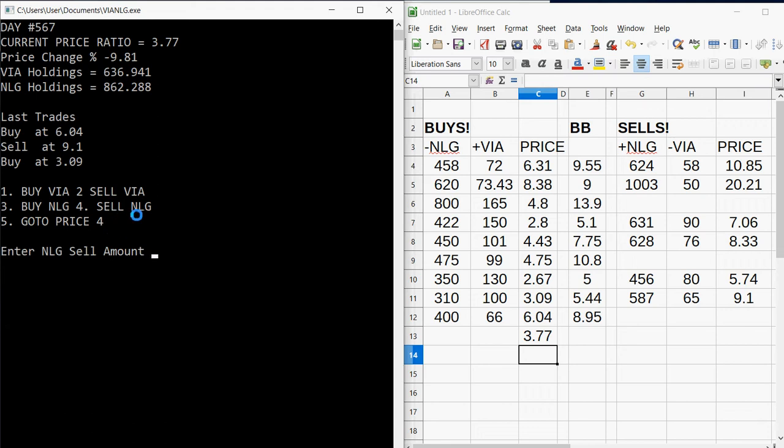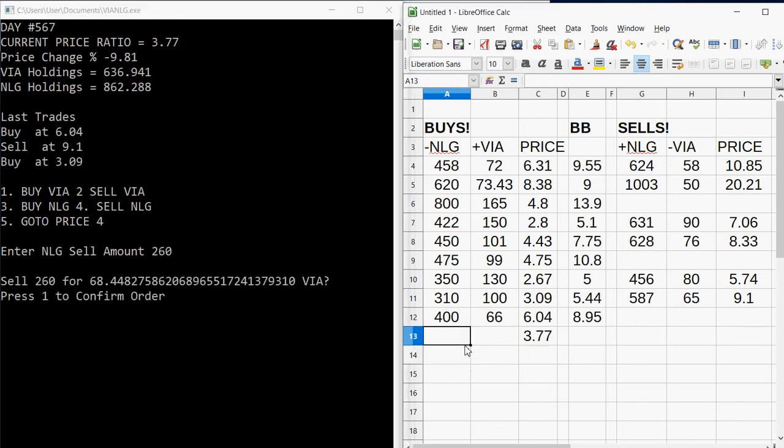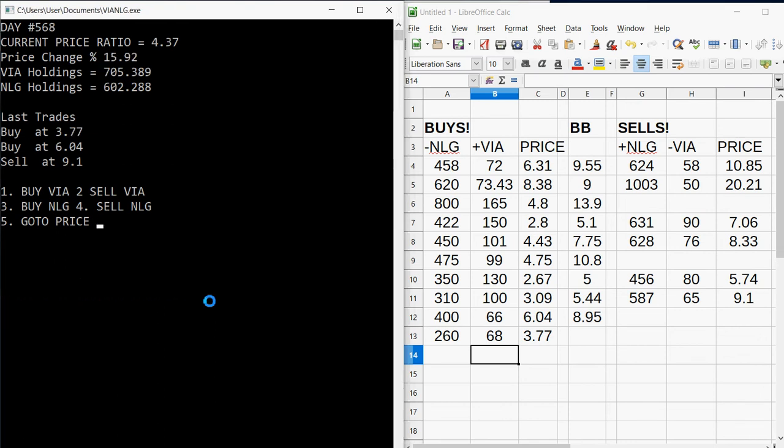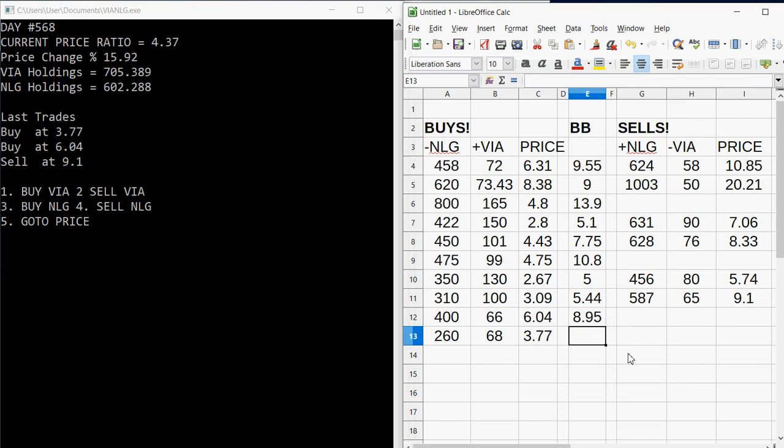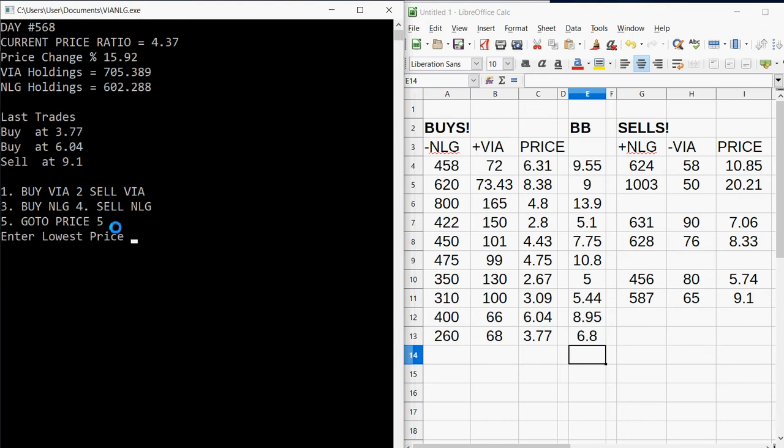So let's see how much we want to get rid of here. 862 and 200, 250, 275. 275 might be a bit much. Let's do 260. Up 15% the next day, but not enough to trade. Doubling that is like 7.5. So let's go 680 and go to the next price on the way down.